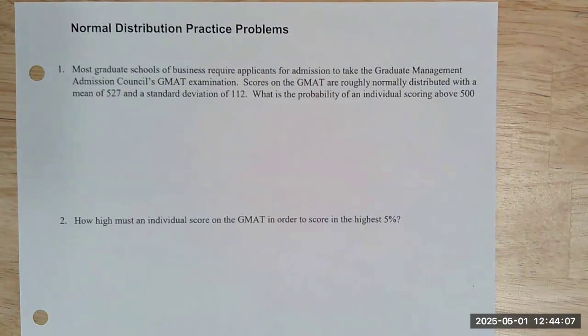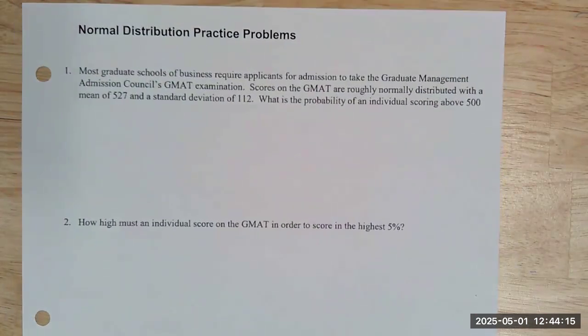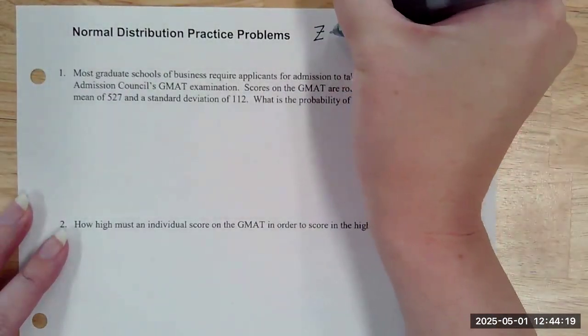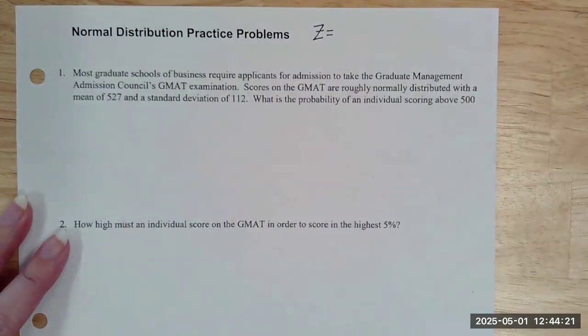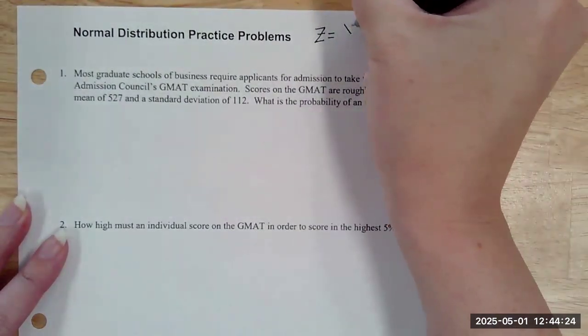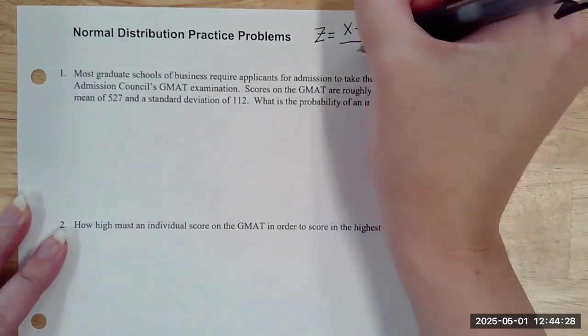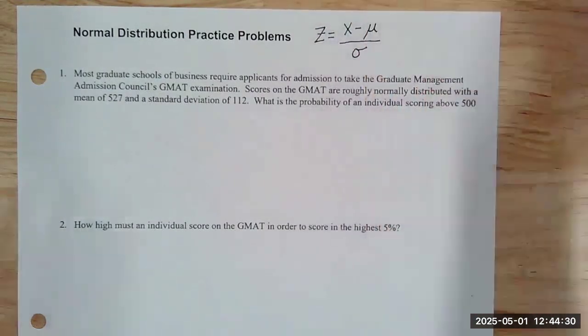A thing we're going to need to do a lot of these problems is the formula for the z-score. It's been a while since we did it. Do you remember what the formula for the z-score is? X minus the mean divided by our standard deviation. Perfect.